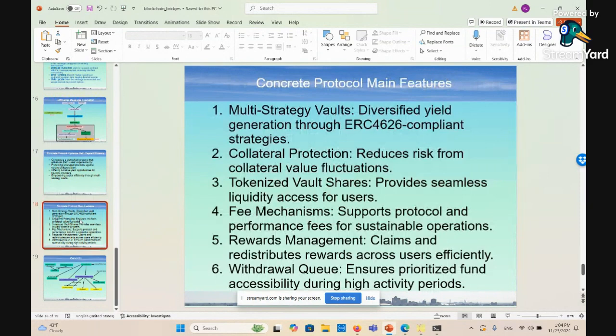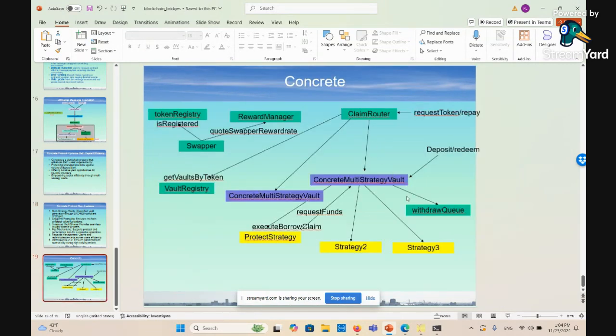The main feature is it's using a multi-strategy through 4626. All of them satisfy this 4626 standard, which supports deposit, withdraw, mint, redeem functions mainly. So this is what the architecture looks like, but don't worry about the detail. Just worry about the concrete multi-strategy vault right now. As you can see over here, each vault might have a different strategy. I have protect strategy, I have strategy 2, strategy 3. So let's just focus on what the concrete multi-strategy vault looks like in this presentation.